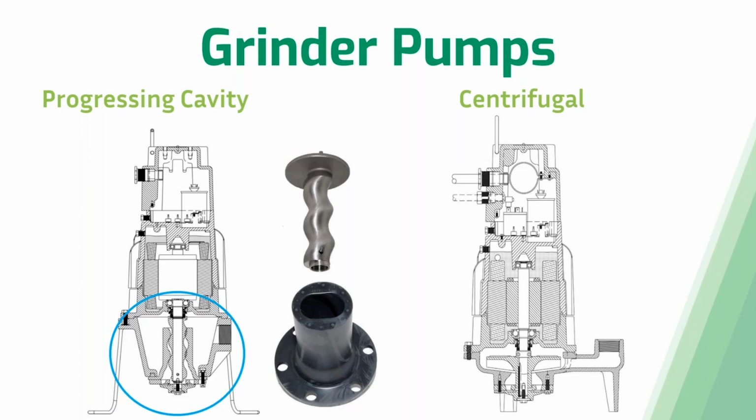Now, looking at a centrifugal grinder, you can clearly see that close running impeller. You can see that it's very close to the bottom of that pump housing, and because of that, all of that sewage is going to pass through that impeller and then out of the pump, which allows for a little bit higher efficiency than your standard vortex impeller.